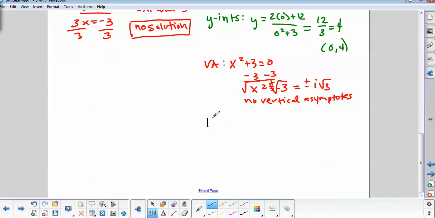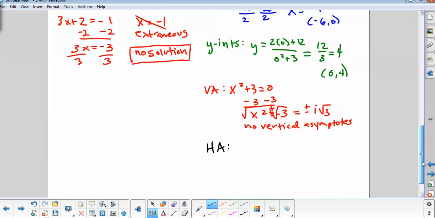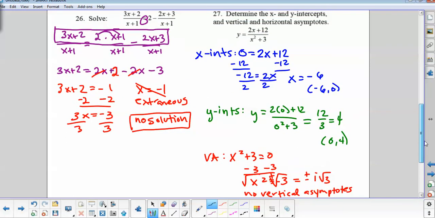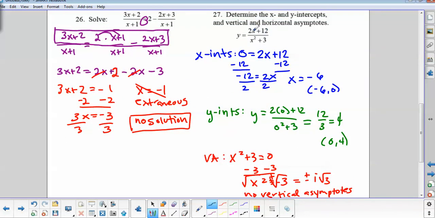Alright, and then for horizontal asymptotes, you need to consider the degree of the numerator and the denominator. So let's go back to the equation. The degree of the numerator is 1, because that's the largest exponent. The degree of the denominator is 2, because that's the largest exponent. So the bottom has a bigger degree. So when that happens, your horizontal asymptote is always y equals 0.